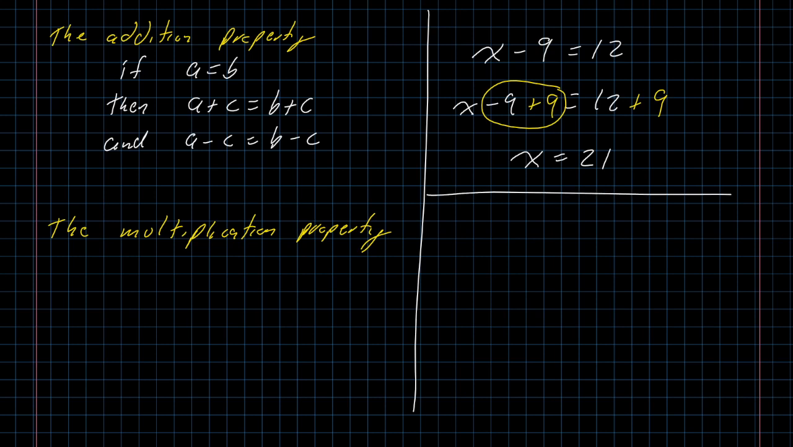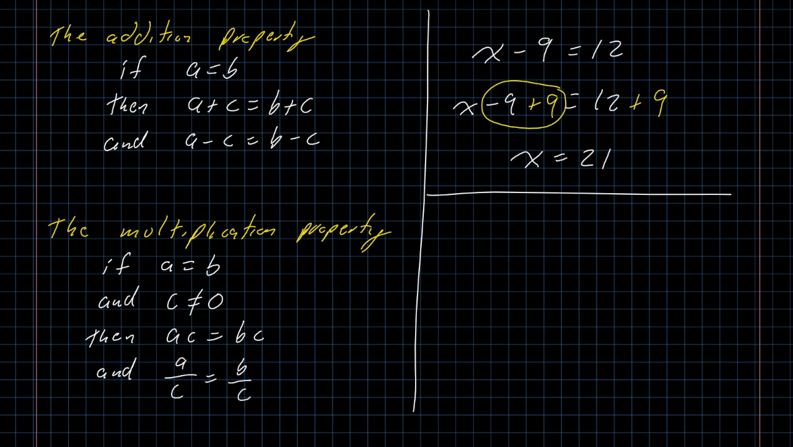So that's a very important tool for solving equations. The multiplication property, as multiplication is more complicated than addition, there's a little bit more complication going on here. If A is equal to B and C is not equal to 0, then A times C is equal to B times C, and A over C is equal to B over C.